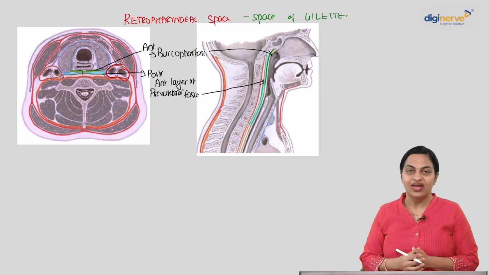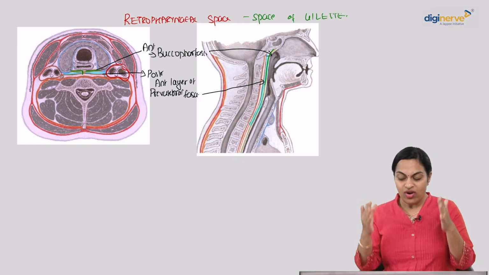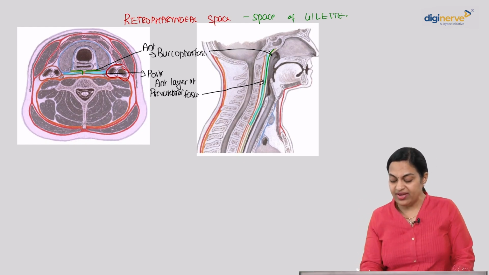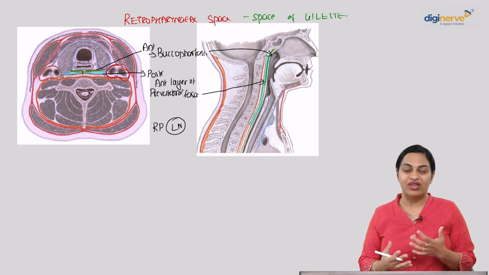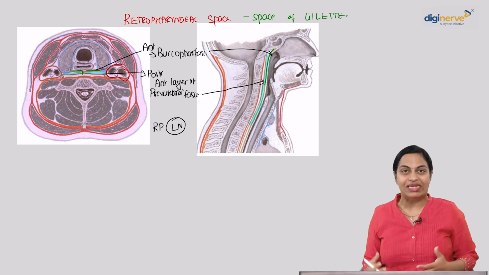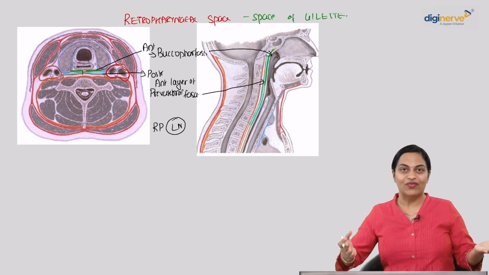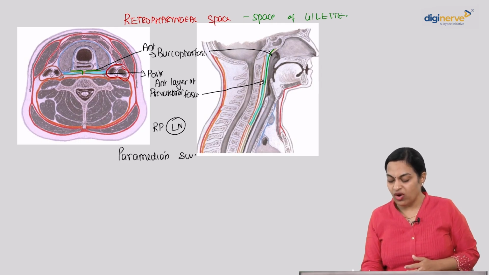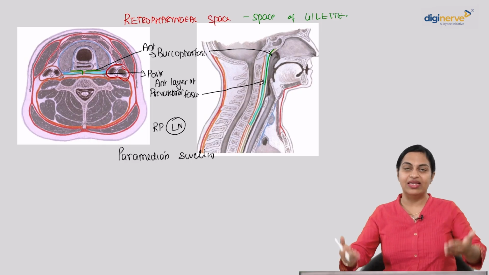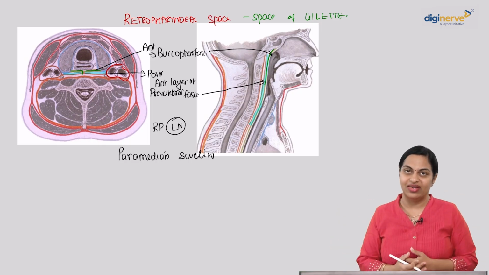Okay? And then, what does this space contain? It has the retropharyngeal lymph nodes. So enlargement of the retropharyngeal lymph nodes can produce a swelling here on either side of the midline. We call it the paramedian swelling. So what are the boundaries anteriorly, posteriorly and laterally?